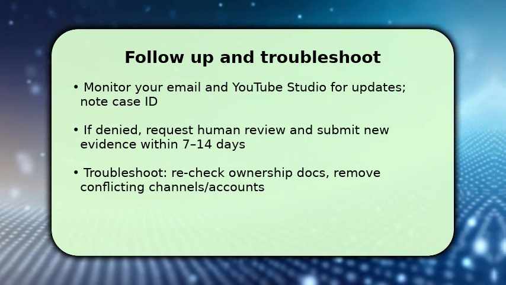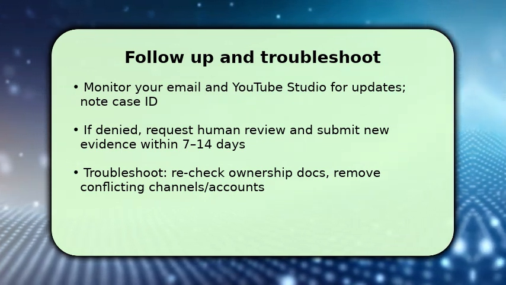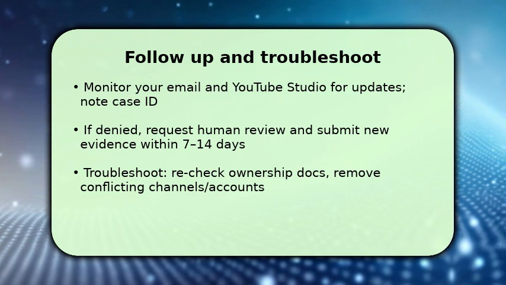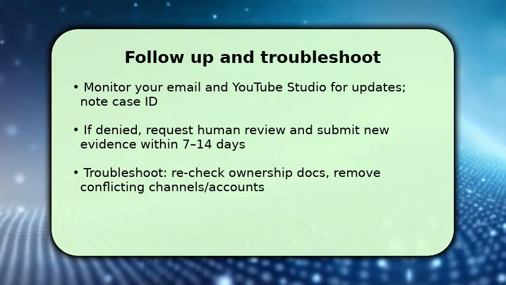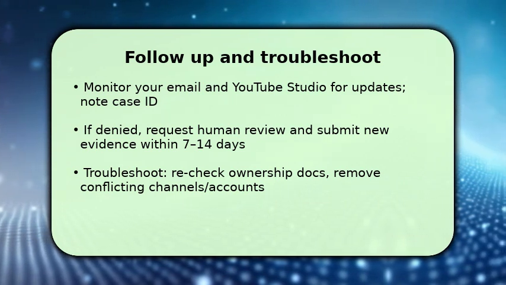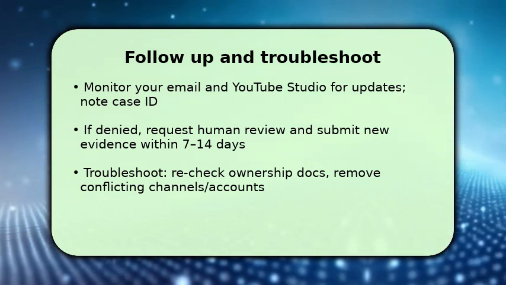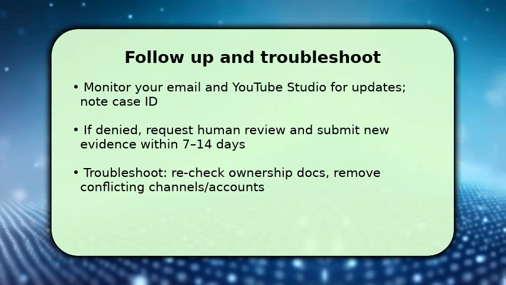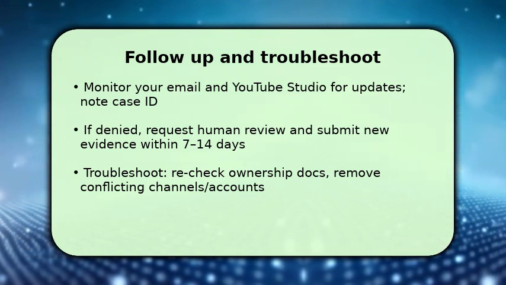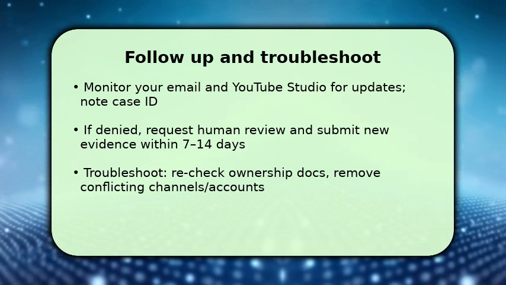If the appeal is denied, immediately request a human review and submit any new or clearer evidence within the next 7 to 14 days. Timely follow-up matters. Troubleshoot by re-verifying ownership docs, removing conflicting accounts from the same Google login, and preparing a concise rebuttal. If nothing changes, escalate through Google support channels with the doc.